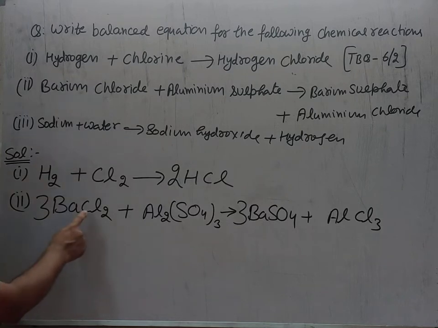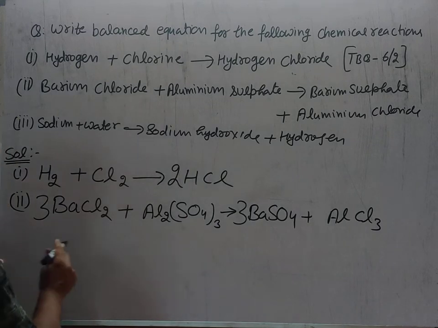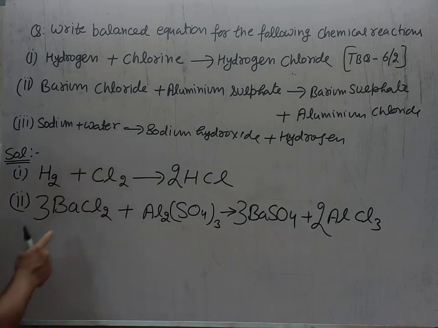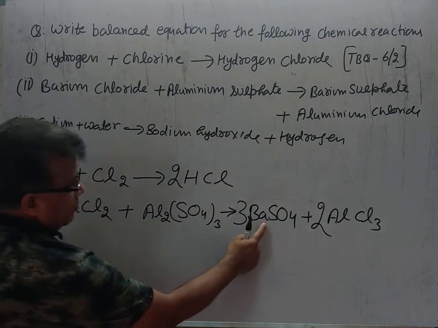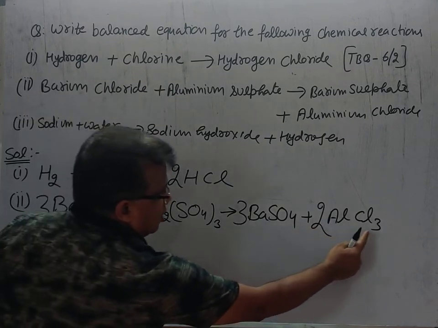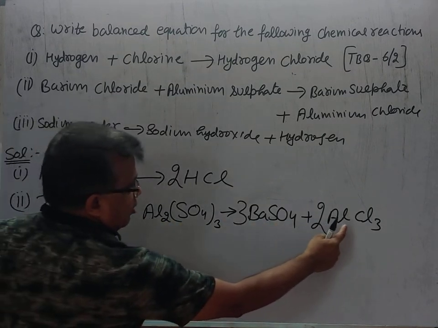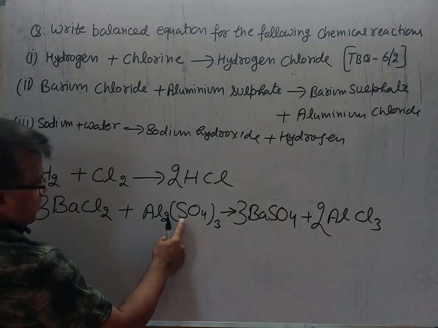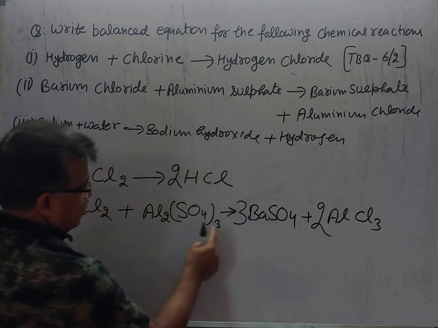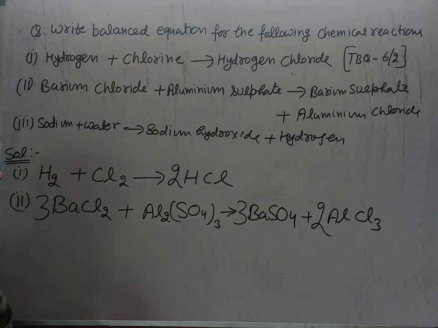Now what is left? Chlorine, 2 threes are 6, here it is only 3, so how can we write? We can write in this way. Now if you see, barium is 3, chlorine is 2 threes are 6, chlorine is 3 twos are 6, aluminium 2, atoms of aluminium 2. Either you take SO4 combined, O 4 threes are 12, O 4 threes are 12, so it is balanced.